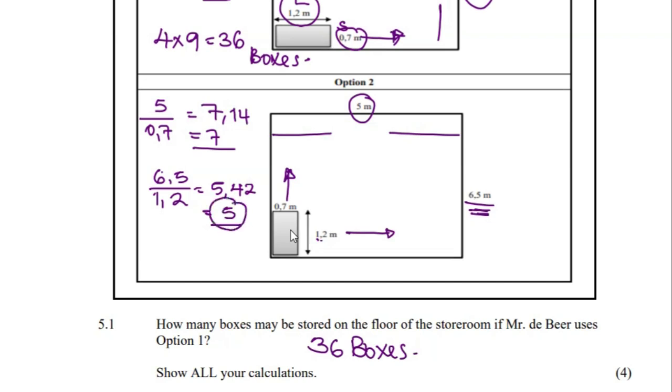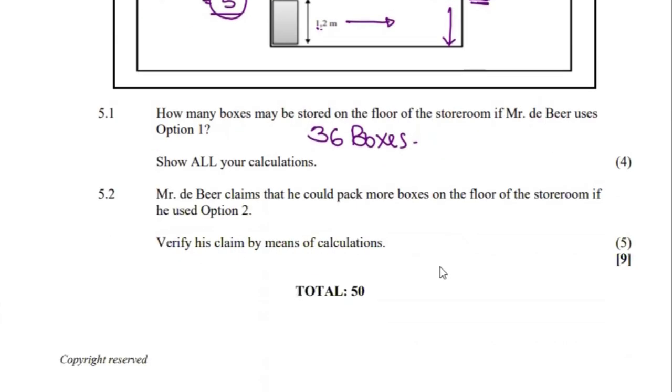We get these numbers here. Here on the long side, we shall need 7 boxes. On this other side, with the method, we shall need 5. So all in all, how many are there? It will be 7 times 5, which becomes 35. So I've showed the calculation of option 2. So here we come and claim and we say the claim is invalid.